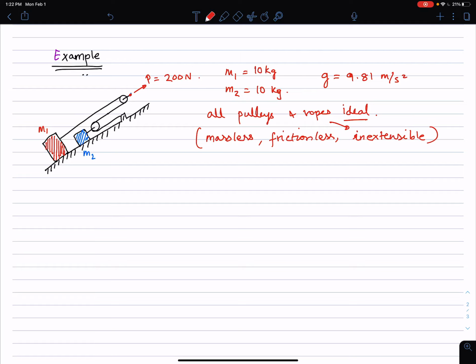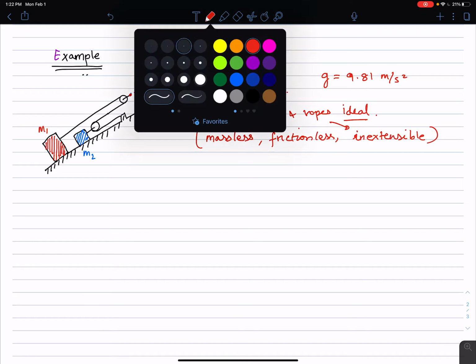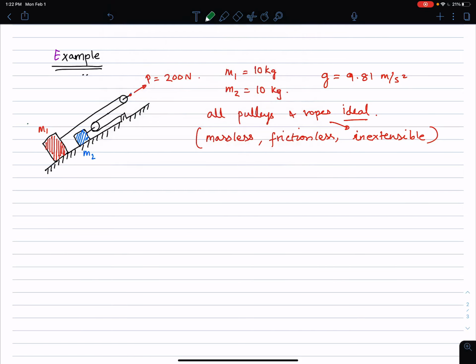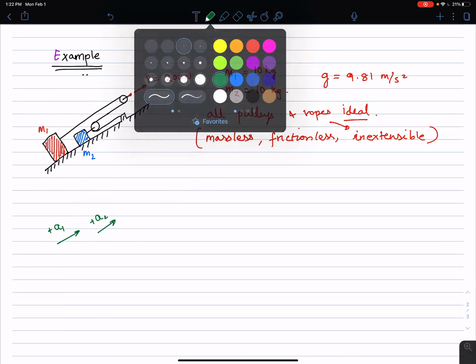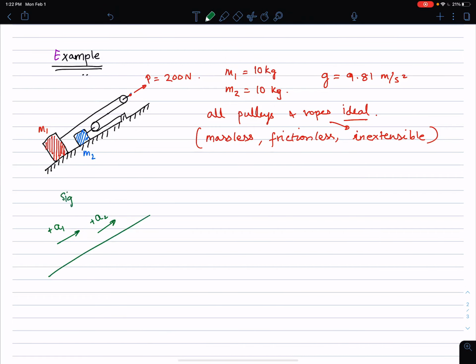As usual, the first thing to do, or the second thing to do, depending on what you want to do first, is to define some sign conventions. Let's say this is acceleration a1 in the positive direction. This is acceleration a2 in the positive direction. This is the sign convention for accelerations. Positive upwards is the sign convention, okay?